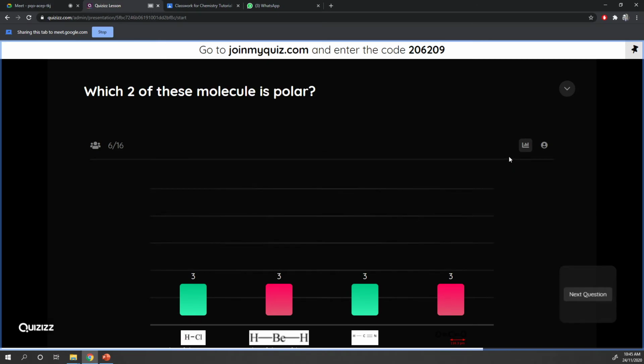I see a lot of people chose BeH2, beryllium hydride. If you look at your periodic table, always refer to the periodic table, beryllium is in group 2. So the electronegativity difference between hydrogen and beryllium is not much. Hydrogen is 2.2 while beryllium is 1.57. Not much difference. So it is non-polar. Plus even if polar, it is symmetrical, it can cancel each other.